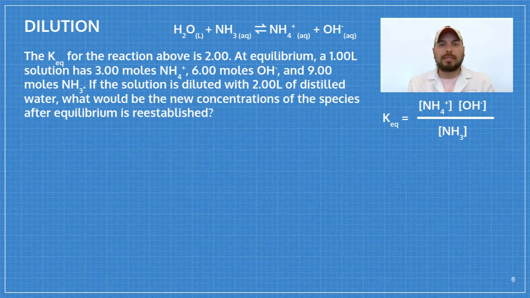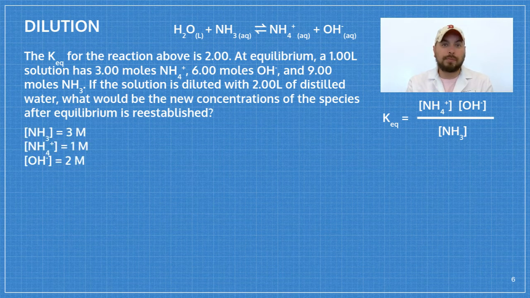In this practice problem, let's take a look at what doing a dilution would have as an effect on the equilibrium system. I'm given off the bat equilibrium values of my 3 different species. What happens if I do a dilution? In this case, I'm going to cut each of those concentrations by a factor of 3. So my new concentration of ammonia is 3 moles per liter. My new concentration of ammonium is 1 mole per liter. And my new concentration of hydroxide is 2 moles per liter.